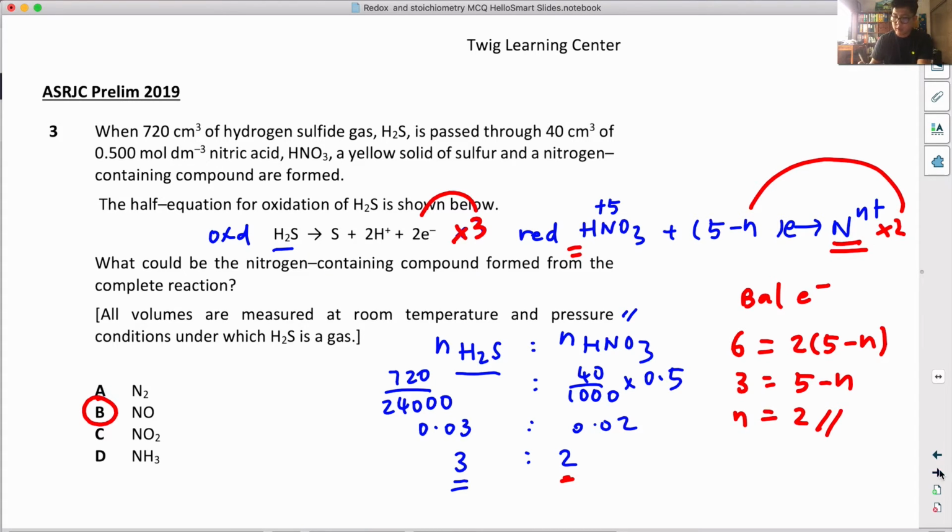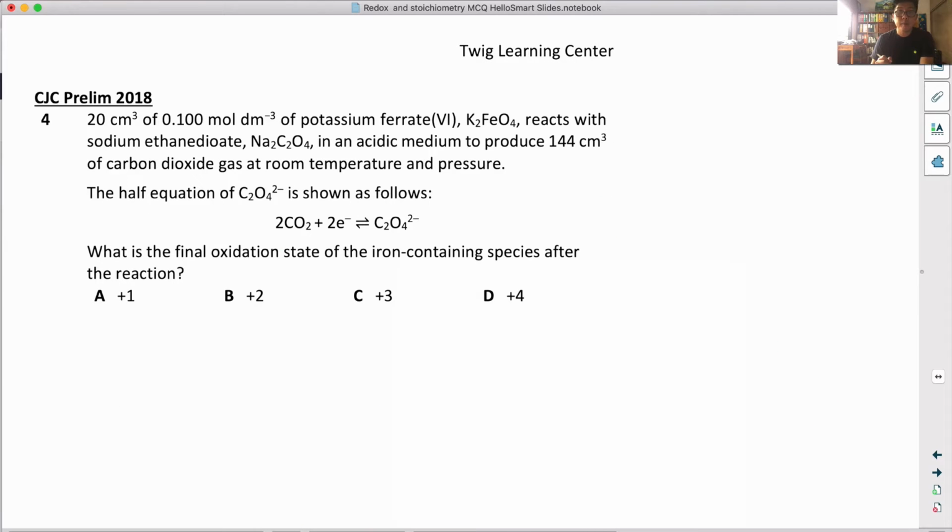Okay, let's look at question number 4. Potassium ferrate reacted with sodium ethanoate in an acidic medium to produce 144 cm³ of carbon dioxide. So they wrote the half equation of C2O4 2 minus. But the truth is C2O4 2 minus actually produces carbon dioxide, so I'm going to write it the other way. C2O4 2 minus became CO2, so it was actually oxidized.